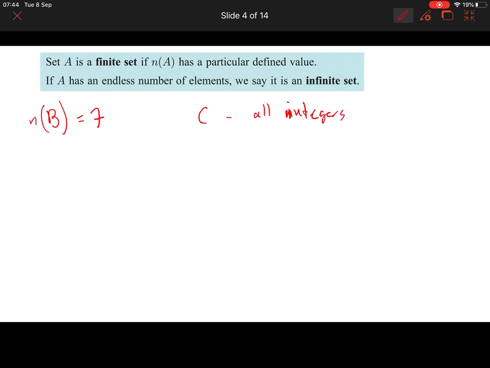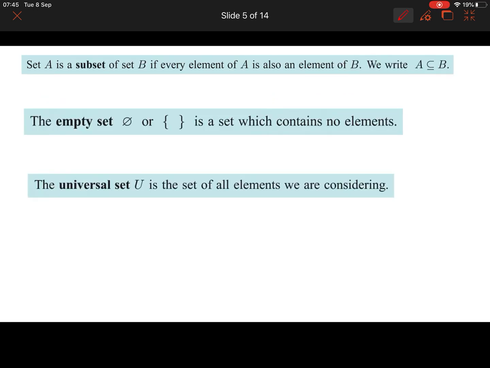Let's say I define set C as all numbers, all integers. All integers, so, like 1, 2, 3, 4, 5, 6, 7, 8, 9, 10. Well, this is called an infinite set because we can't count them. We can't count that set. We just go on forever and ever. So, the number in C is who knows.